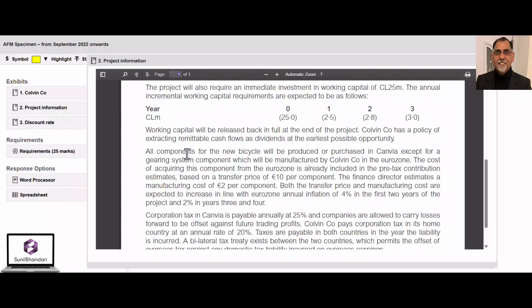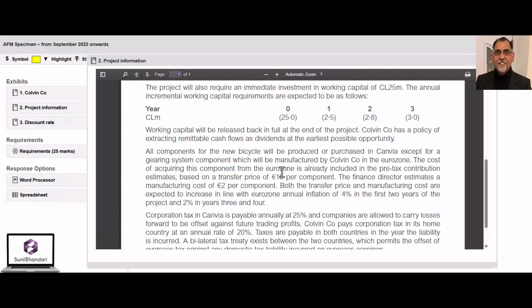Then it says all components for the new bicycle were produced or purchased in Cambia except for a gearing system, which will be manufactured in the Eurozone. I stop there and I think to myself, I can smell transfer price here. Reading the question, triggering my mind into AFM knowledge: transfer price. The cost of acquiring the components in the Eurozone is included in the pre-tax estimate and based on a transfer price of 10 euros.